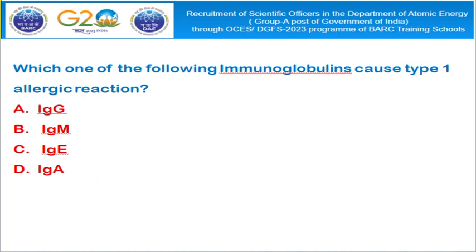Which of the following immunoglobulins causes a type 1 allergic reaction? So allergic reaction means definitely you should know it is IgE.